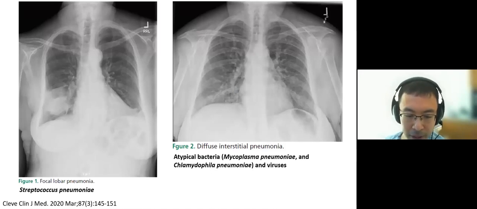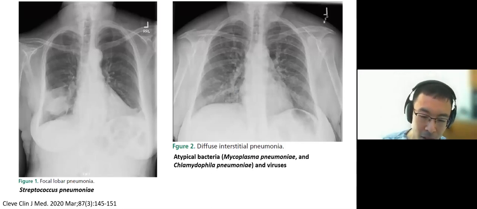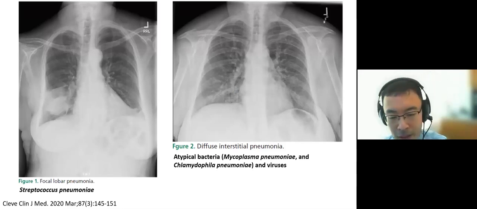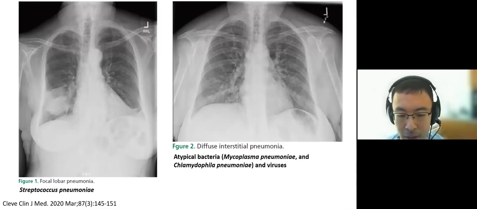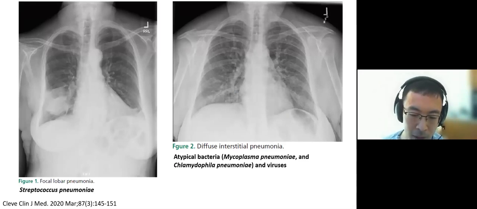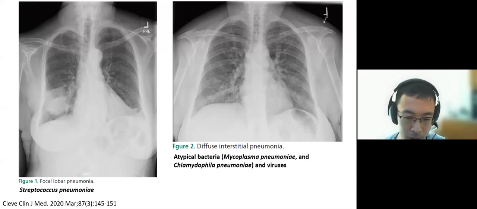All right, so here's an example of patients with pneumonia. On the left here is a classic lobar pneumonia caused by typical bacterial pathogens such as strep pneumo. You can see the consolidation in the right lower lung. On the right side, you see diffuse interstitial pneumonia, which can be caused by atypical bacterial pathogens like mycoplasma, chlamydophila, and viruses.